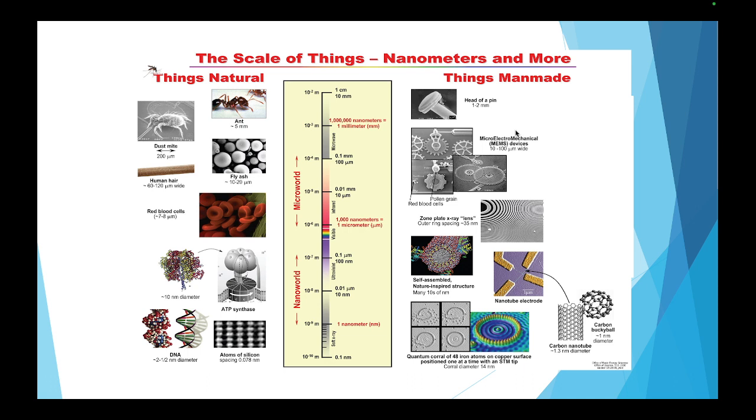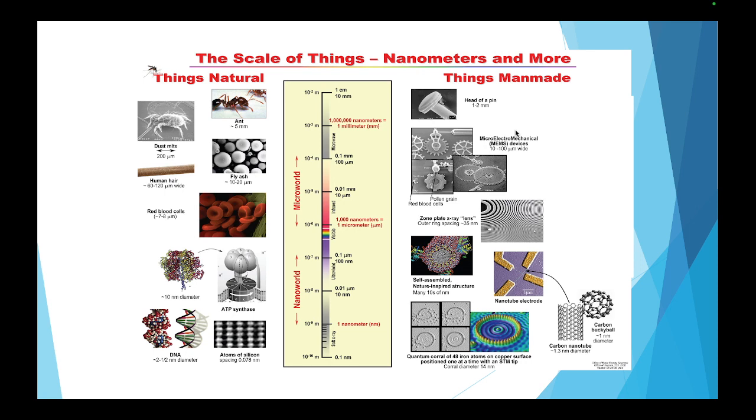On the other hand, there are man-made things, starting from the head of a pin, which lies in the range of 1 to 2 mm, and then there are various other types of man-made things such as MEMS, which are known as micro electromechanical devices, and carbon nanotubes, buckyballs, etc. These also have a size in the range of 1 to 3 nanometers in diameter. So this is just a comparison between natural and man-made things.